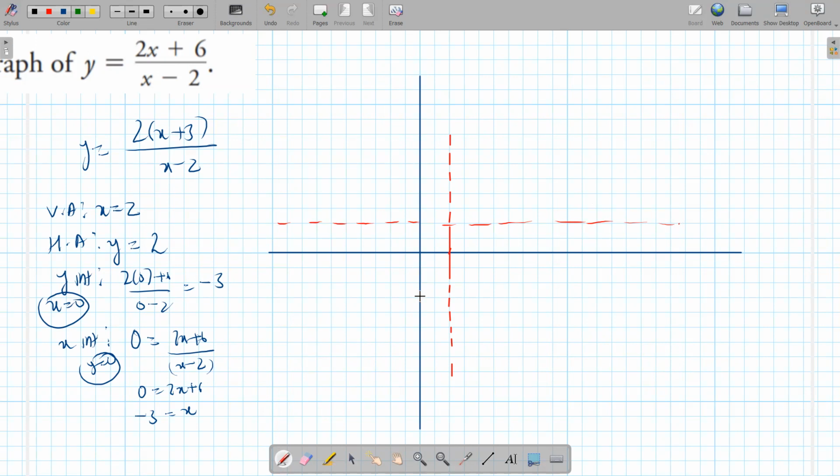Y-intercept at -3. X-intercept at -3 as well. 1, 2, 3. All right. That's what we have so far, right? So again, this is a rational function, yeah?